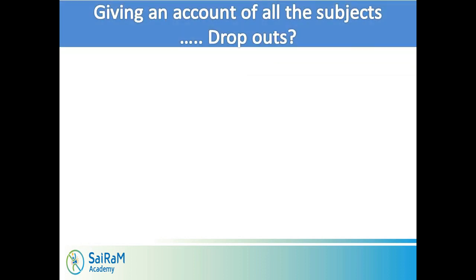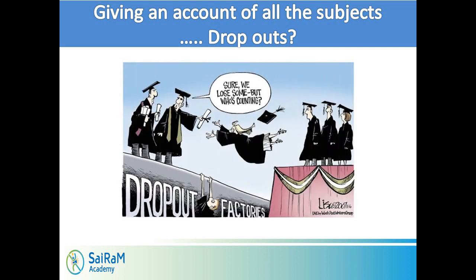Next is the dropouts, which is the most ignored part of the studies. That is, whether to give account for the dropouts or not. Before going into this, we should know what dropouts are. Dropouts are the subjects who do not complete the entire course of the intervention. They may drop out in between because of various reasons. So the reason why they have dropped out is very important. So there is a procedure called intention to treat analysis, where even the dropped out subjects will also be given a statistical account.